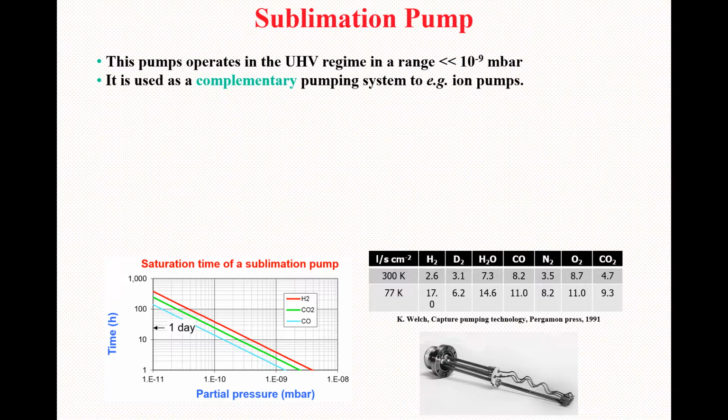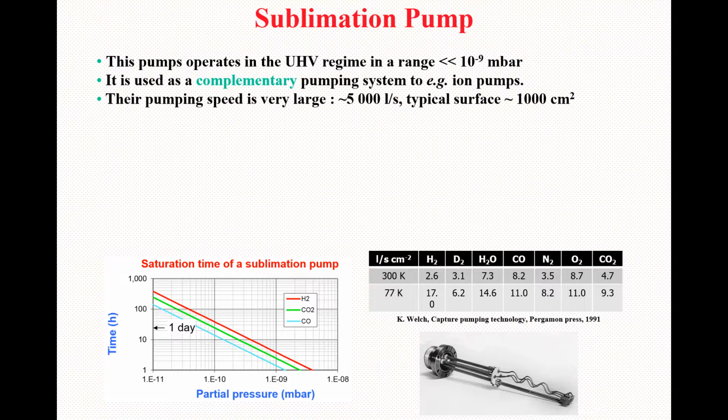It is used as a complementary pump system, for example, to the ion pump. If we want to create more vacuum than we are able to get with the ion pump, then we have to utilize the sublimation pump as a complementary pump to the ion pump. That's why we say it can be used as a complementary pumping system to the ion pump.